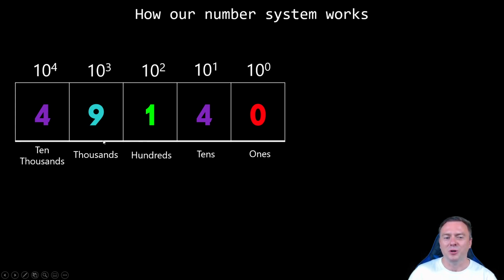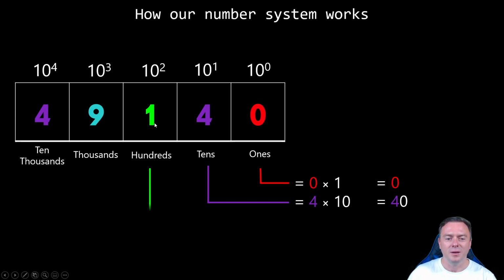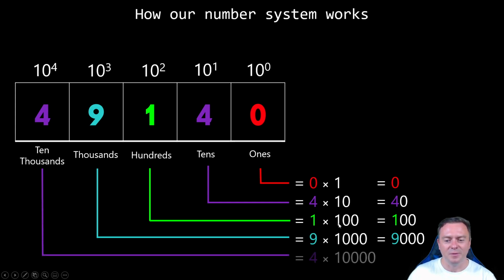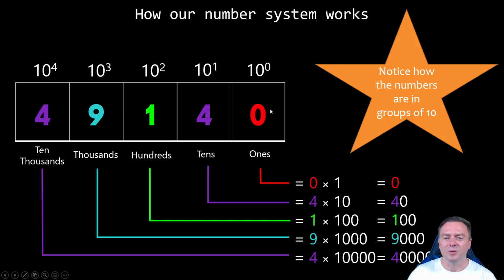Now the way that we interpret this is the same as this, and it might seem a bit weird, but this will make more sense when we get to binary. This is the 0 times 1 column, so that gives you 0. Then 4 times 10, which gives you 40. Then 1 times 100, which gives us 100. 9 times 1,000, which gives us 9,000. And lastly, 4 times 10,000, which gives us 40,000. Notice how they're all in groups of 10.